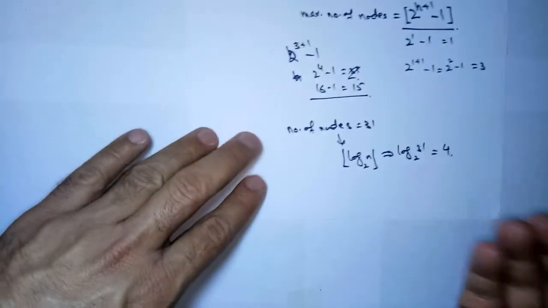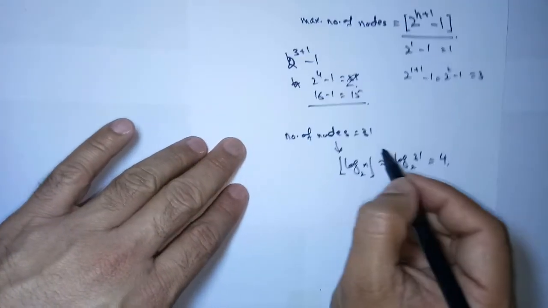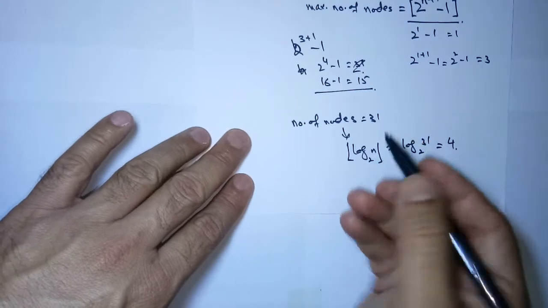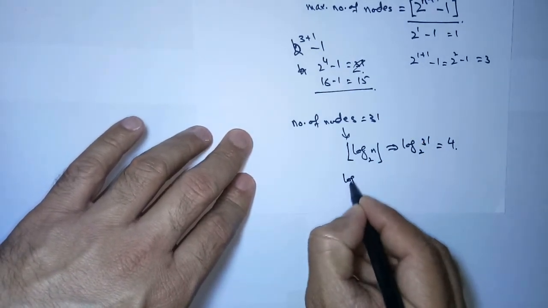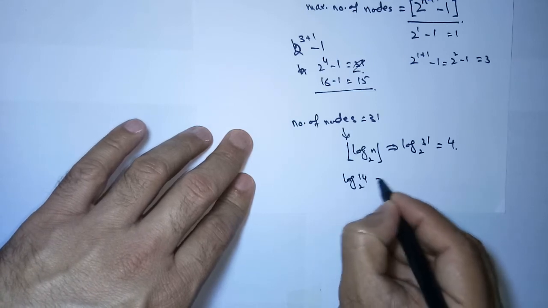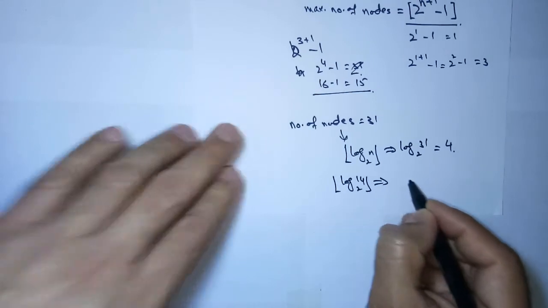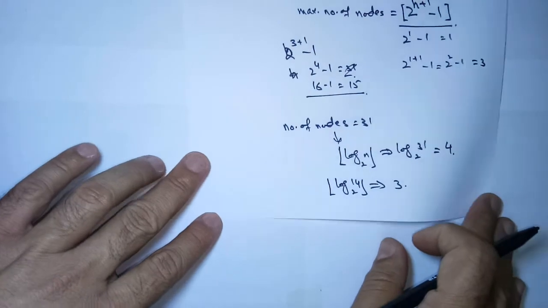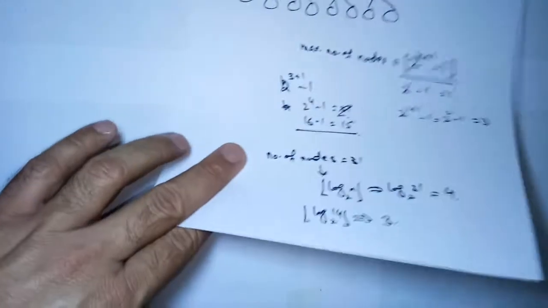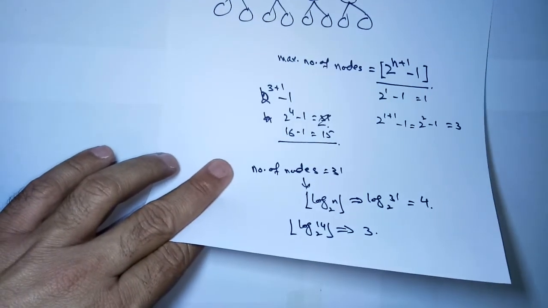So that is 4. For example, if I say the number of nodes present is 14, you can simply find it using log 14 base 2, with the floor function, that is nothing but 3. So it's the other way around. You can find the maximum number of nodes if you know the height of the tree, or you can find the height of the tree if you know how many nodes are present in a tree. Clear? Now let's see one more important concept.